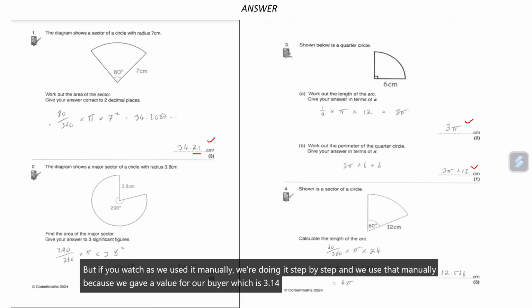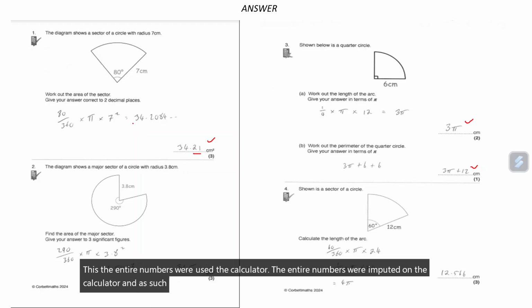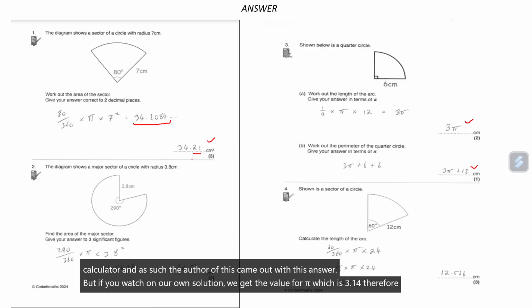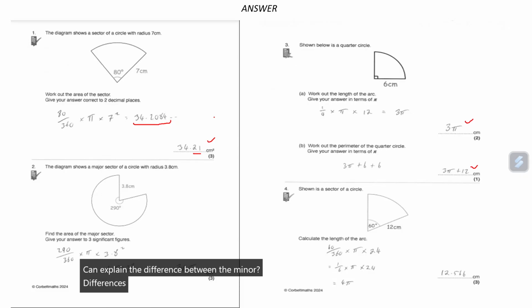But the entire numbers were inputted on a calculator, and as such, the author came out with this answer. But if you watch our own solution, we gave the value for pi, which is 3.14. Therefore, that can explain the minor differences in the decimal numbers. Overall, the answer is still correct.